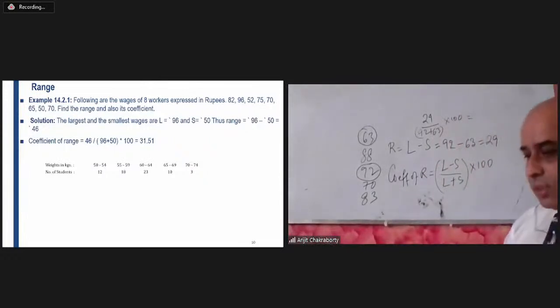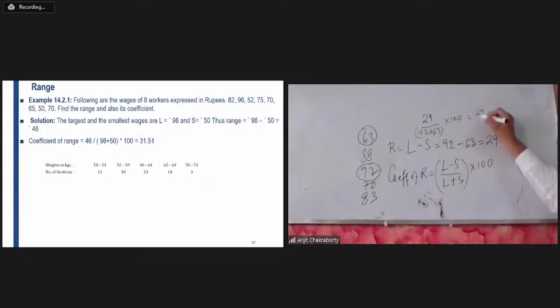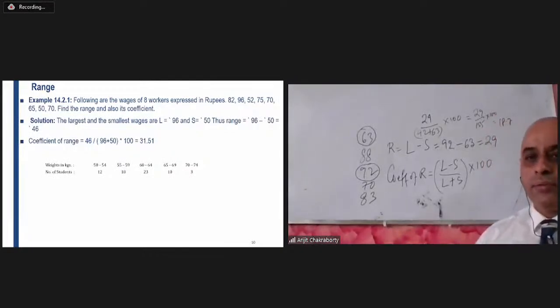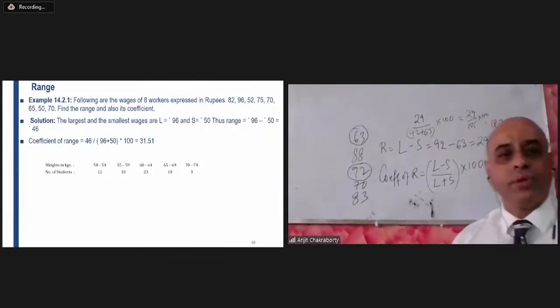So in the numerator, we have 29, and let me just find out the denominator, and we find out the value. So here we have the denominator 92 plus 63. So 92 plus 63, that gives you 155. So 29 by 155 into 100. So what we are getting is 29 divided by 155 into 100. So 18.7 approximately. So this is how we are finding out the coefficient of range.